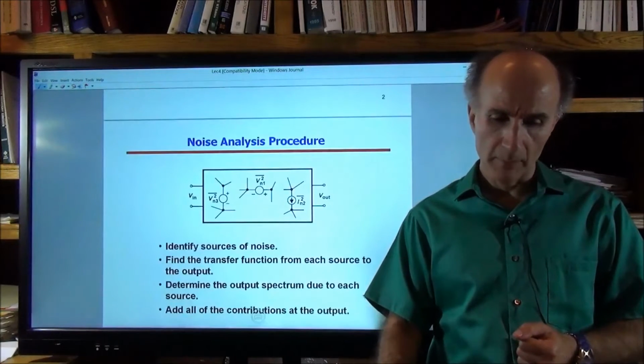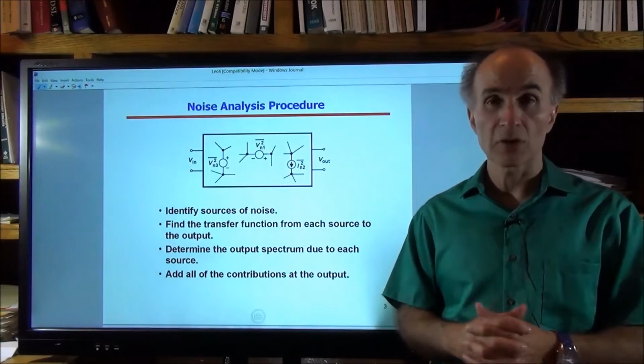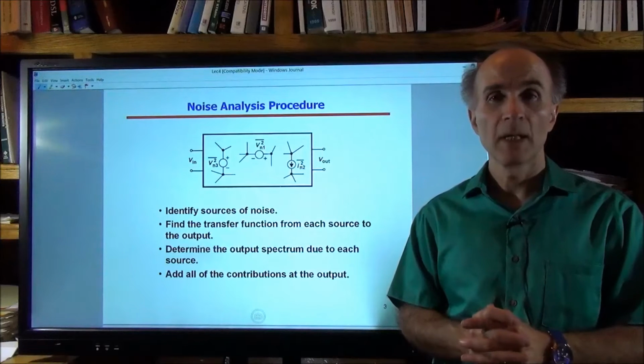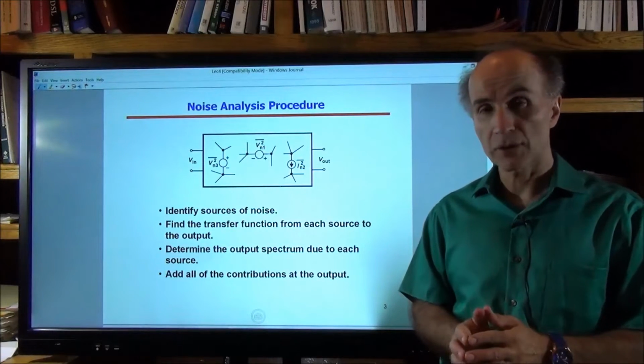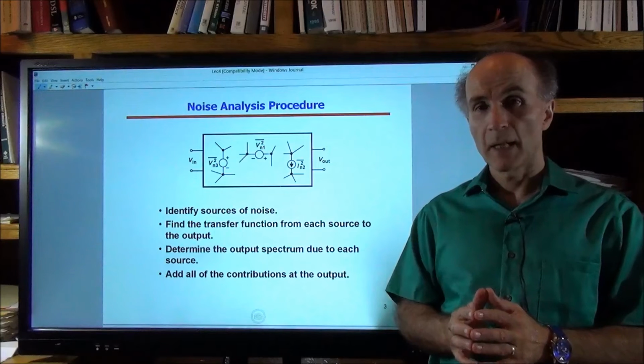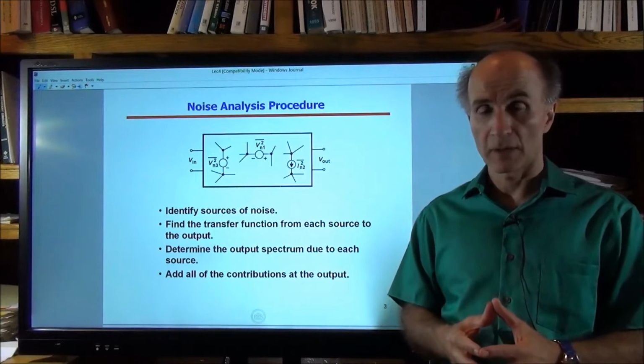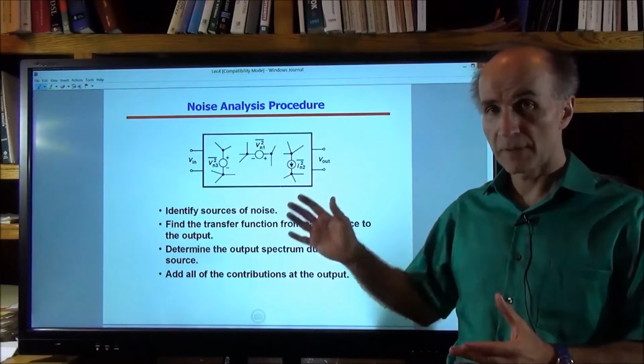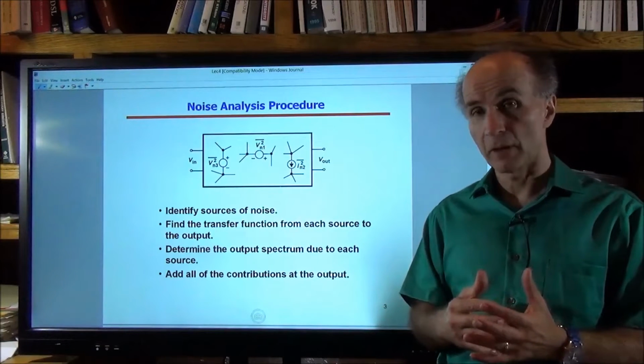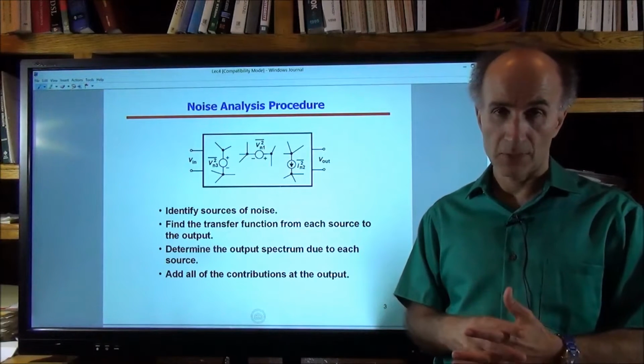Okay, so before we start, I would like to refresh your memory about a few concepts that we covered in the last lecture. One was a procedure for analyzing noise in a given circuit. And we went through these steps. We said that first we identify all sources of noise in the circuit.